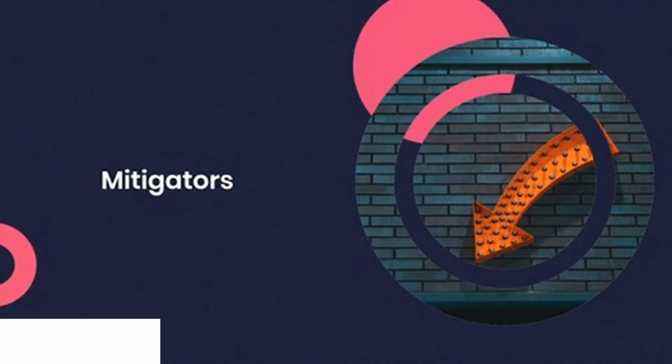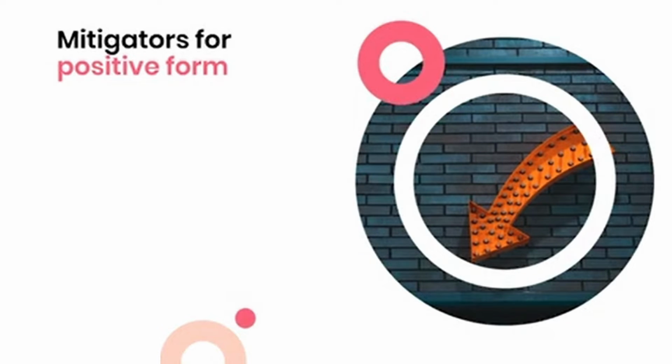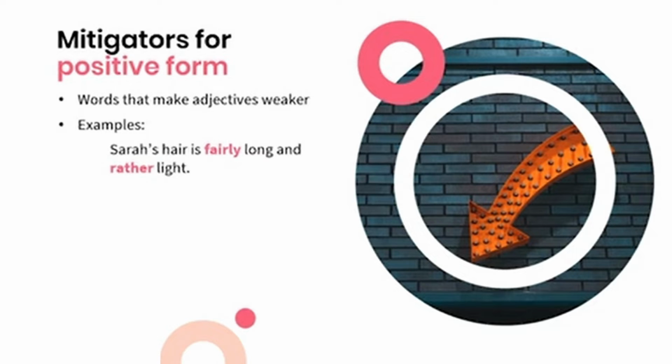Great, so now that you've learned about intensifiers, it's time to uncover the opposite of intensifiers, mitigators. Mitigators are words that make adjectives weaker. Let's look at some examples with our descriptions of Sarah. Sarah's hair is fairly long and rather light. The mitigators fairly and rather make the adjectives weaker, and as a result, it's clear that Sarah's hair is long and light, but not that long and light.